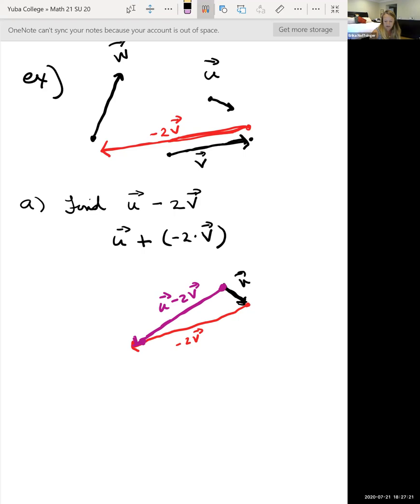You should be able to do multiple ones. So for instance, let's just do one more and then we'll take a break. What if it told you to look at 2u minus v plus w?